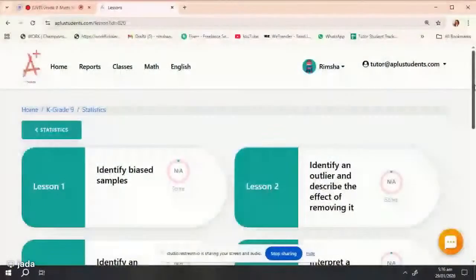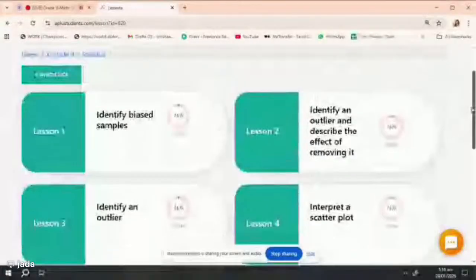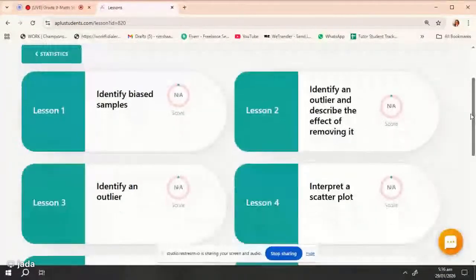So today we are here for grade 9 maths. Select maths from the subject type and then the lesson. The chapter we discuss today is statistics, and here is the lesson. The first lesson is already covered. Now today we start lesson 2, that is identify an outlier and describe removing it. Let's get started.